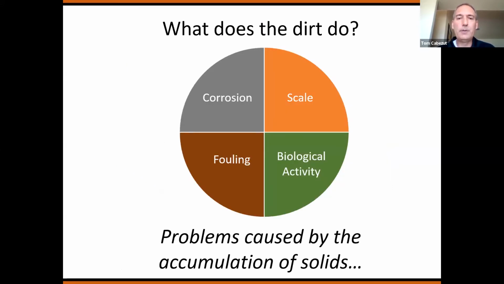What does the dirt do? So these next few slides we'll go through why you want to get the dirt out of the system itself. The four primaries are corrosion, scale, fouling, and biological activity.